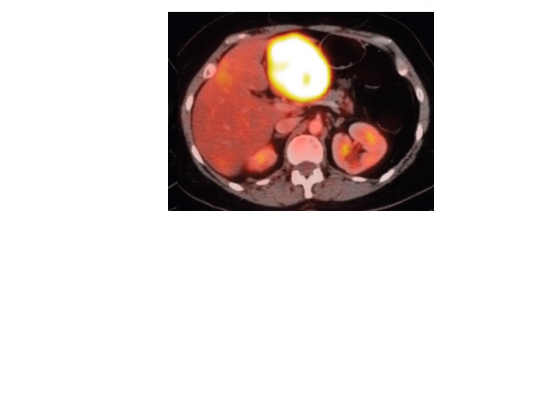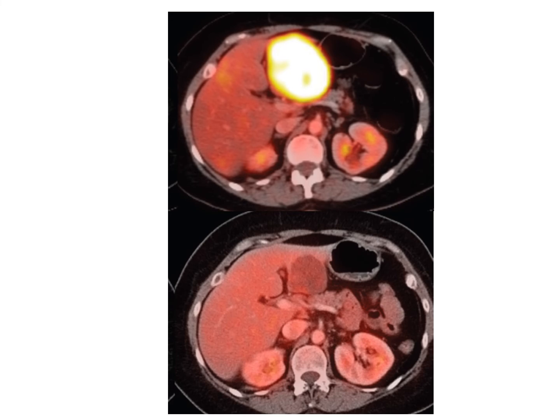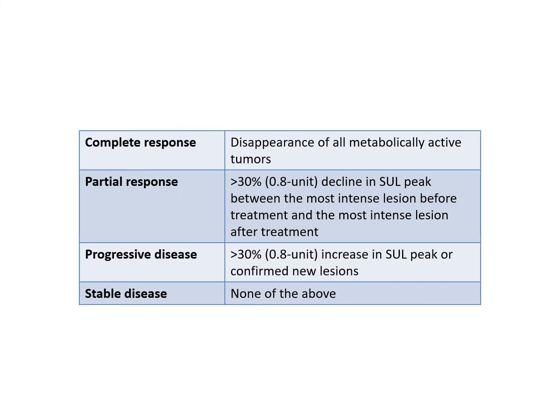So this, for example, is a lesion you can see in the left lobe of the liver, and then the uptake has greatly reduced. It's just the same as baseline liver. Okay, and again, there's some detail here. So if there's a 30% reduction or increase, then that tells you whether it's response, partial response, or progressive disease.